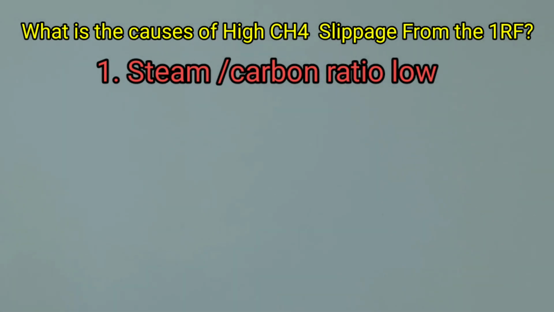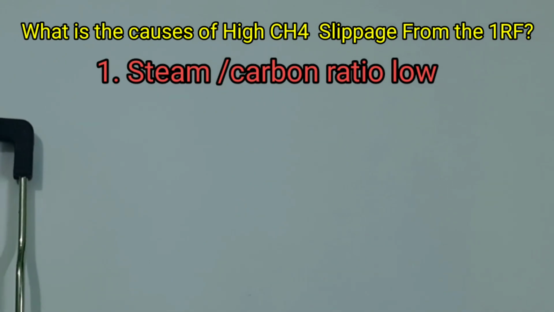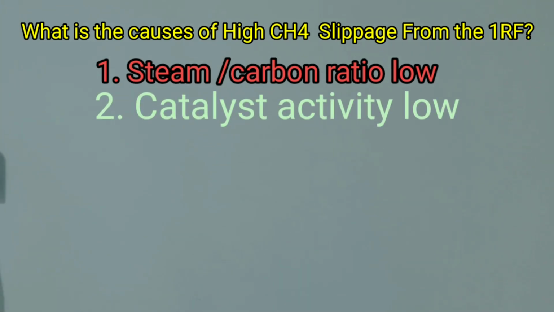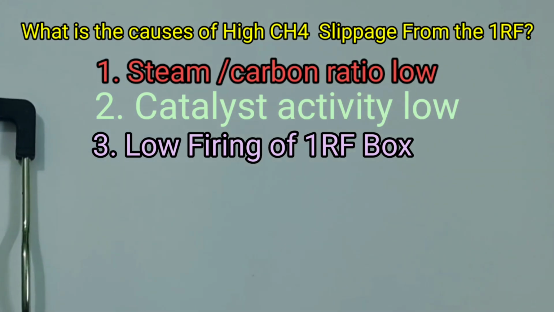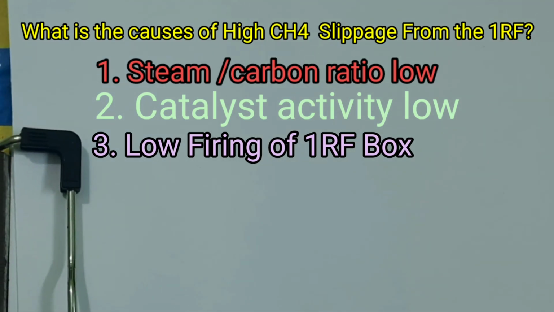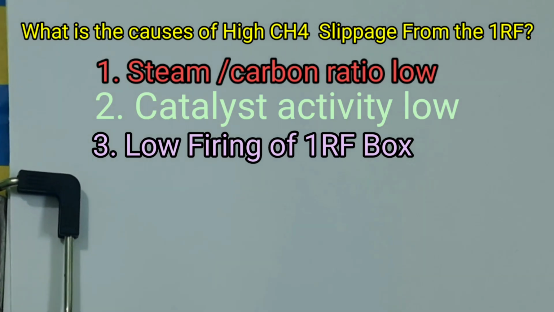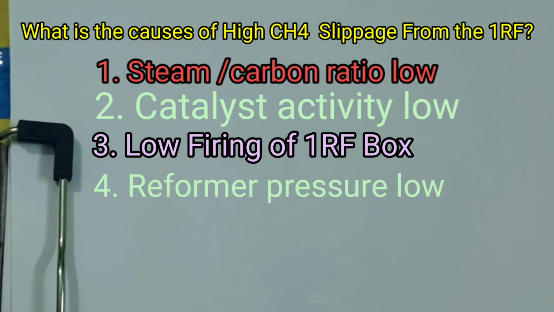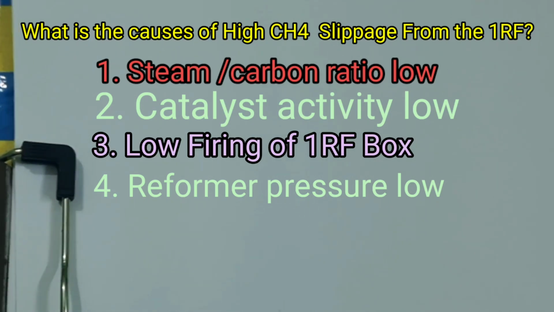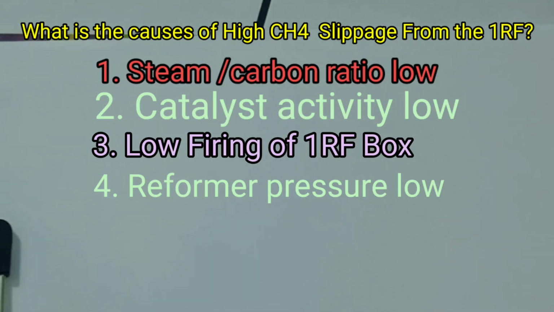high methane slippage. You can also say that if catalyst activity is low, methane slippage is possible. Another cause is low firing of the primary reformer box. If the primary reformer box side has less firing, methane slippage is also possible. Another is low reformer pressure. If reformer pressure is low, methane slippage is also possible.